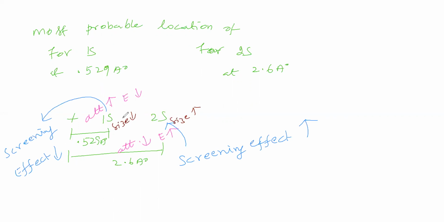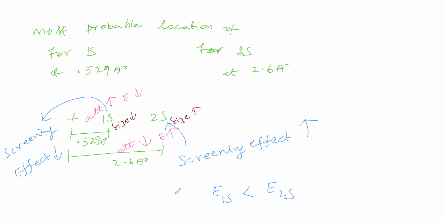Getting a lower screening effect means that between the nucleus and 1s, there is higher attraction. 2s is getting a higher screening effect, which means higher repulsion. Therefore, between the nucleus and 2s, attraction is low. Attraction is low means energy will be high. So the energy of 2s is high, whereas the energy of 1s is low. So the conclusion here is that the energy of 1s is less than the energy of 2s.